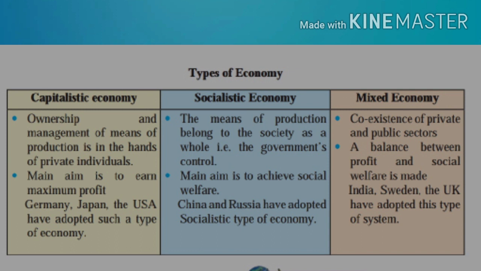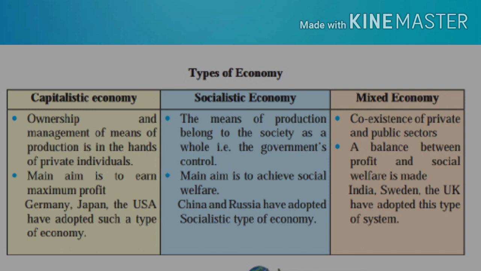The means of production belong to the society as a whole and are under the control of the government. Means the main aim of the socialist economy is to achieve social welfare. Means the welfare of the people is the main aim in the socialist economy, and the socialist economy is adopted by countries such as China and Russia. These countries just look at the welfare of the people.